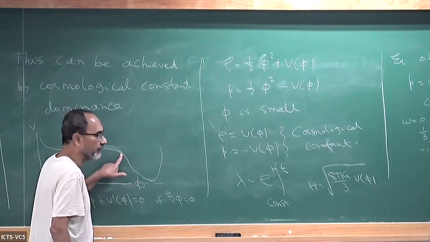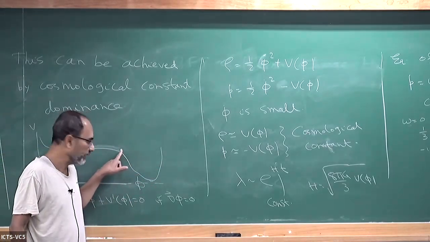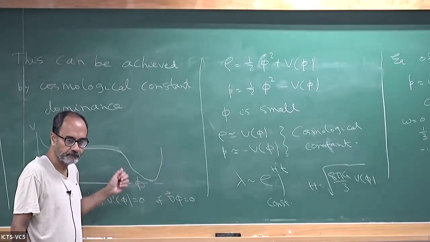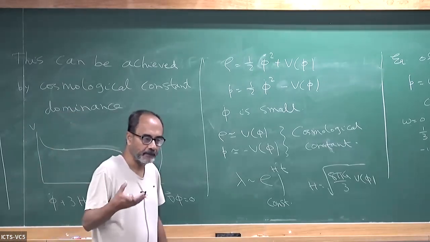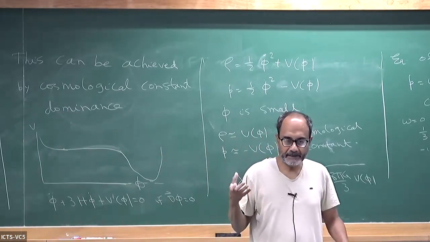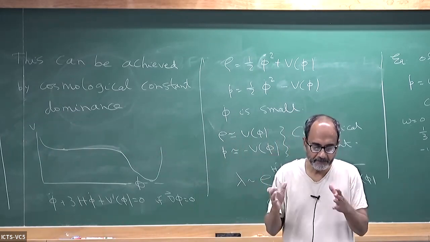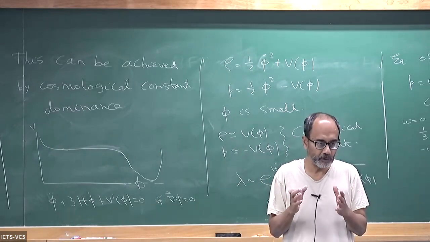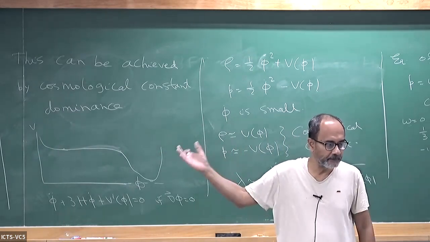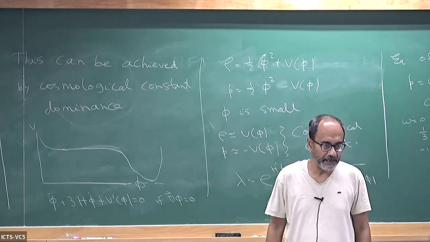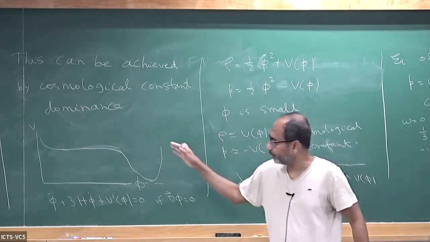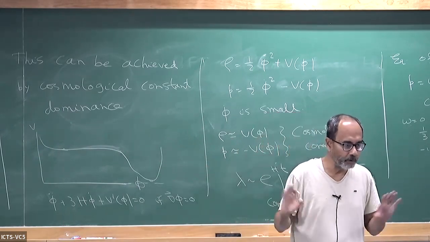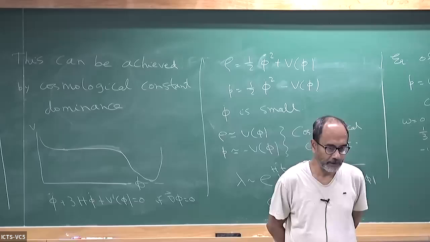And then once the scalar field comes here, it starts rolling down. It starts oscillating around the minimum. And as you saw, oscillation around the minimum effectively corresponds to matter. Pressure will go to 0, average pressure will go to 0, same physics as the axionic dark matter. It's after all a scalar field oscillating around its minimum. So p will average to 0, rho will average to a non-zero value.